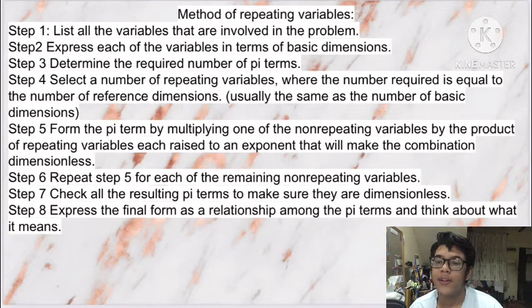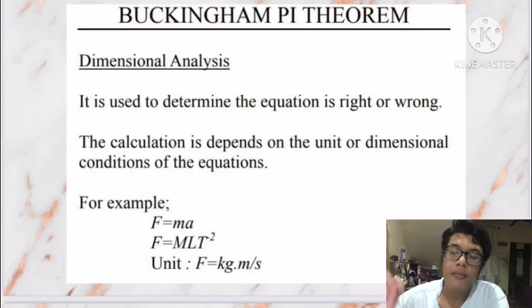The fifth step is to form the pi term by multiplying one of the non-repeating variables by the product of repeating variables, each raised to an exponent that would make the combination dimensionless. The sixth step is to repeat step 5 for each of the remaining non-repeating variables. Next is to check all the resulting pi terms to make sure they are dimensionless. The last step is to express the final form as a relationship among the pi terms and think about what it means.